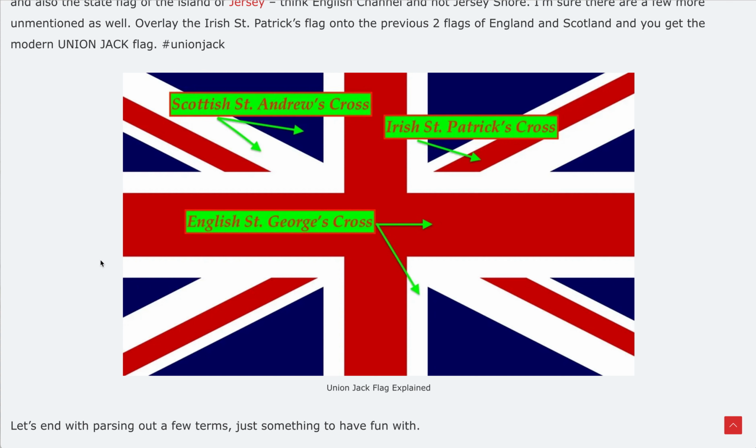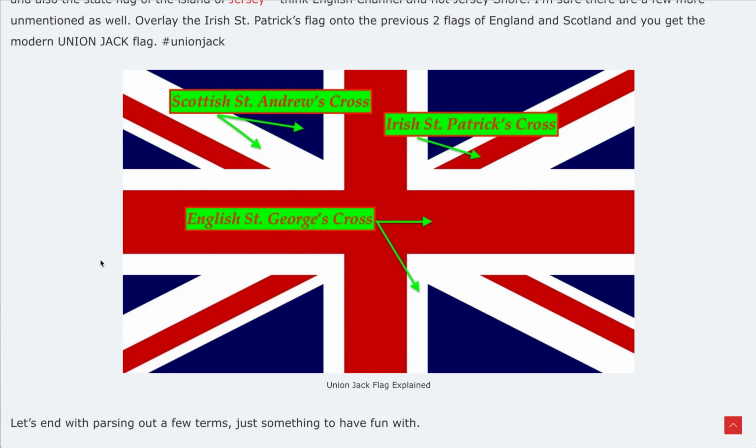You overlay these three, and here are all the elements that combine into the Union Jack, and that's where you get it. Pretty cool, pretty nifty. And now you know, and you can combine those elements. But we've mentioned England, we've mentioned Scotland, we've mentioned Ireland, we've mentioned the British Isles, we've mentioned Northern Ireland, we've mentioned all these different things.